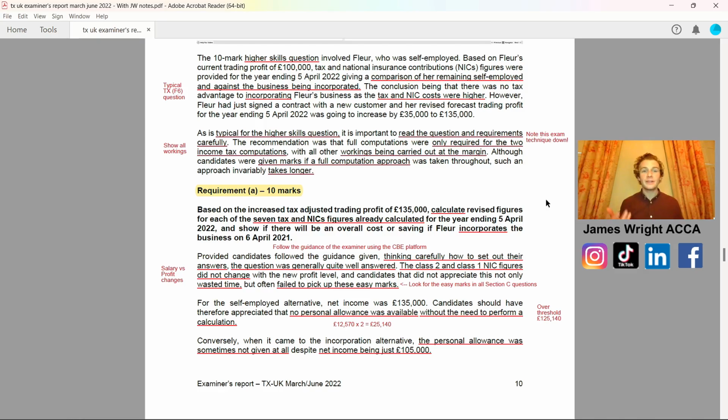So on here we've been told by the marker, the external marker, who marks your tax exam, the 10-mark higher skills questions involved Fleur. This is why I think Section C is the hardest out of the three options. And it was a comparison between her remaining as self-employed and being incorporated. A typical Section C past paper question.